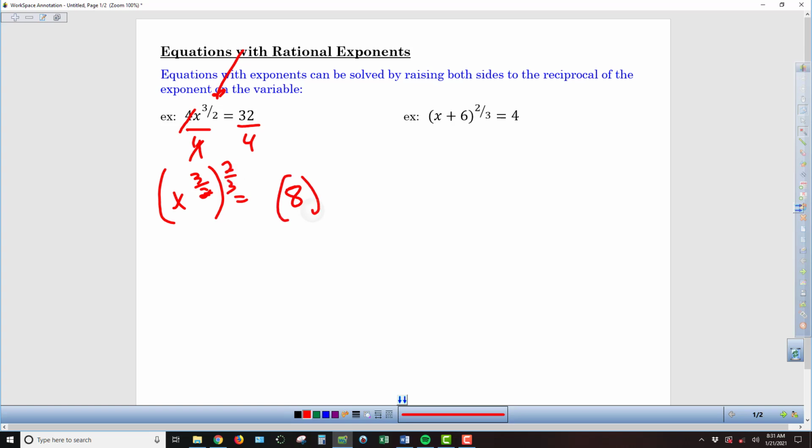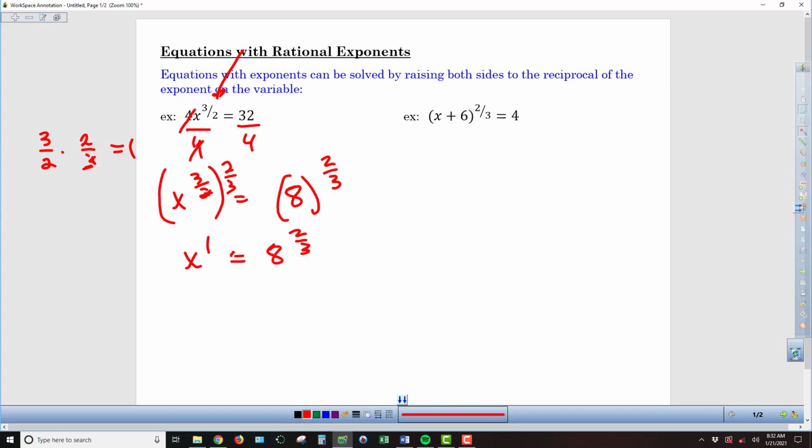And the reason that is because when we raise an exponent to an exponent, our exponent rules say that we multiply those exponents. Well, when I multiply two reciprocals, 3/2 times 2/3, I get 1. So that means this side is going to end up equaling x to the first, or just x. Now on the other side, we've got 8 being raised to the 2/3 power, so we're going to have to simplify that.